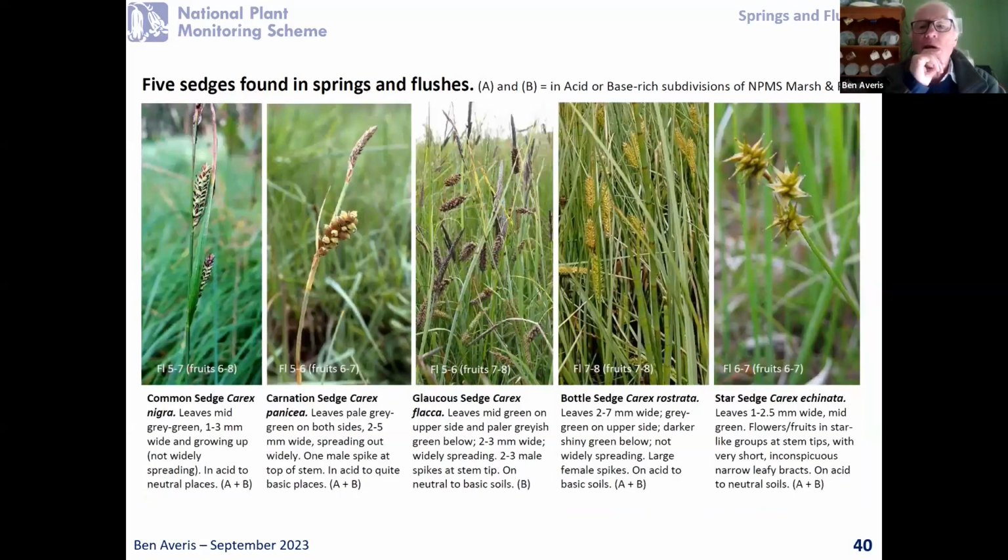Okay, sedges. Sedges feature quite big in a lot of the springs and flushes, even in acid ones as well. So I've put in some here that straddle acid and base-rich subdivisions of the NPMS marsh and fen. I won't go into all the details of how to identify these 5 species because that'll take too long, but they are there.